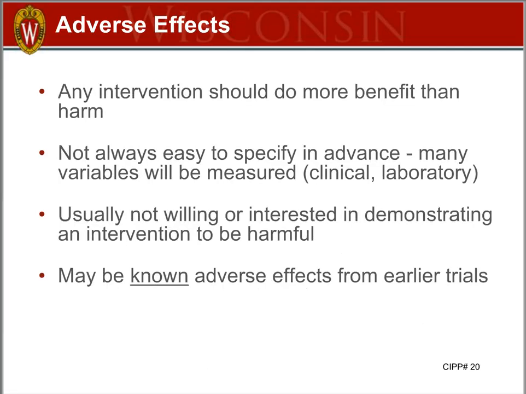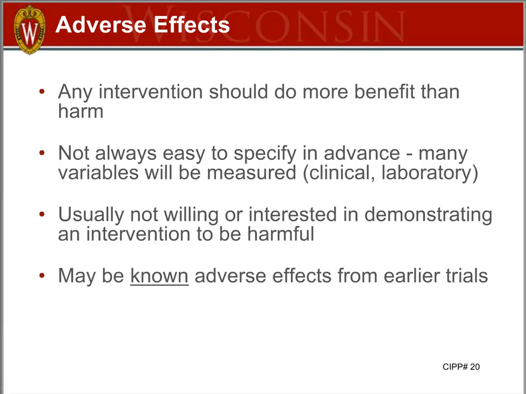One of the really challenging areas in clinical trials is the assessment of adverse events. We believe that any intervention should do more benefit than harm, and we're always assessing the risk-benefit ratio. However, it's not always easy to specify in advance which of these variables will be the ones that we should focus on. The reason is we make many measurements, many clinical, many laboratory measurements, and because of the large number, some of them could be different by chance alone. So we don't really want to demonstrate an intervention is harmful, but we do have to assess a large portfolio.